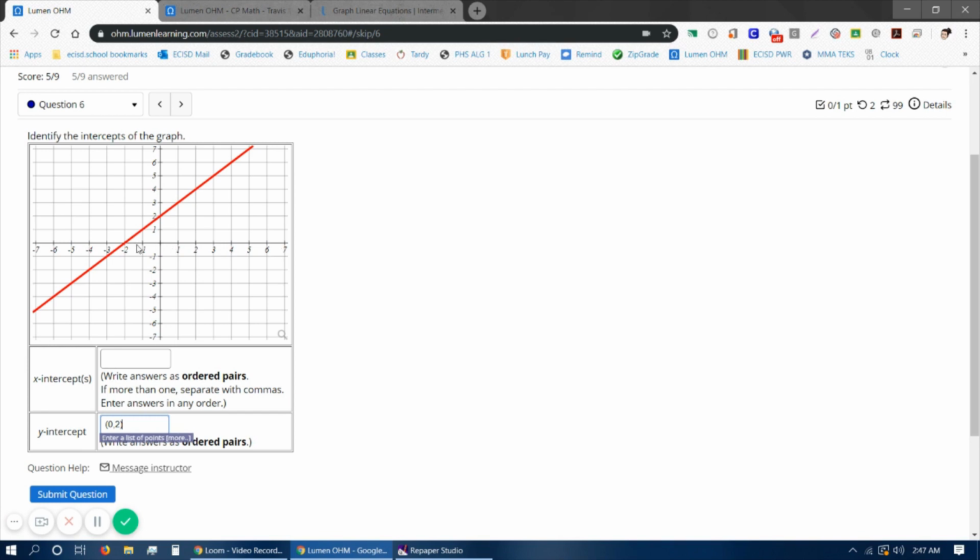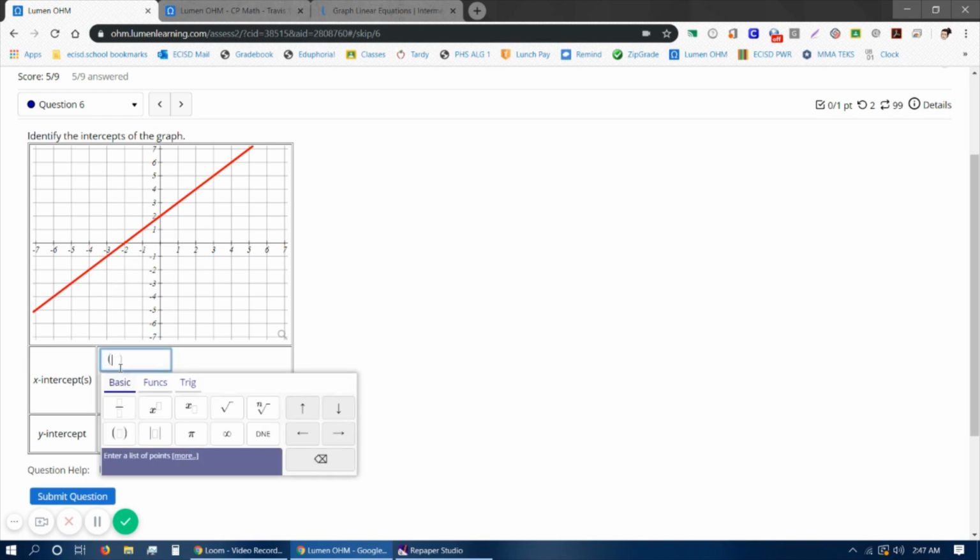Looking at the x-intercept, it's on the x-axis. That means that the y-coordinate is 0. And to get the x-coordinate, I have to go 1, 2 to the left. So the x-coordinate is negative 2. So this is at -2, 0. If yours happens to cross halfway between 2, then it will be that number .5. So if it was halfway between -1 and -2, it would be at -1.5.